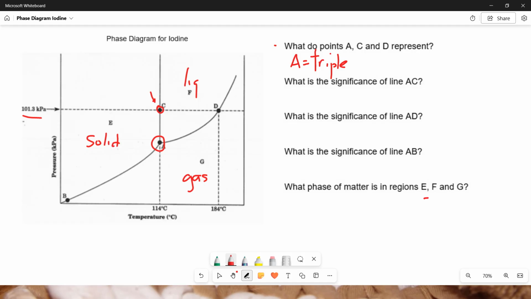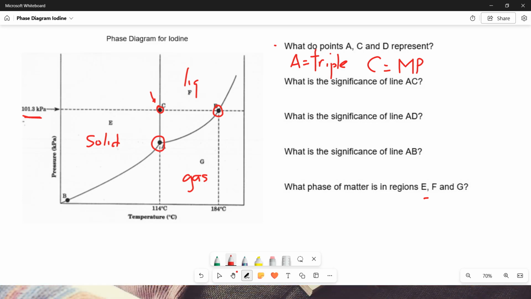So going back to the question, what does C represent? Well, C is the point between solid and liquid at atmospheric pressure, and so C represents the melting point or freezing point, depending on which direction. Freezing or melting point, depending which direction you're going, either increasing temperature or decreasing temperature. And then D over here is between liquid and gas. And so we are going at atmospheric pressure. So D is going to represent the boiling point.